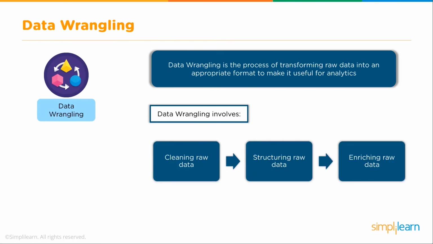So we're going to talk a little bit about data wrangling, and I mentioned earlier that it is probably people's least favorite aspect of data science, and also probably one of the places you spend the most time. Data wrangling is the process of transforming raw data into an appropriate format to make it useful for analytics. It involves cleaning raw data, structuring raw data, and enriching raw data.